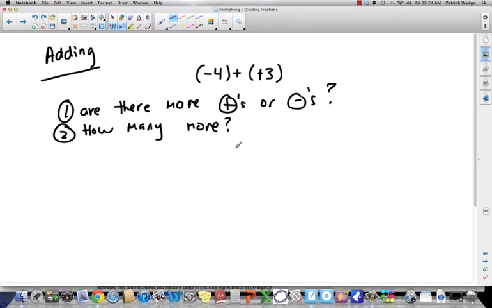Okay, so for example, if we were doing negative 7 plus positive 2. 7 negatives, 2 positives. Are there more positives or negatives? Well, 7's a bigger number. There's more negatives. So that means your answer is going to be negative. How many more are there? Like, how many more negatives are there than positives? If you have 7 negatives and 2 positives, how many more negatives are there? 5. There's 5 more.